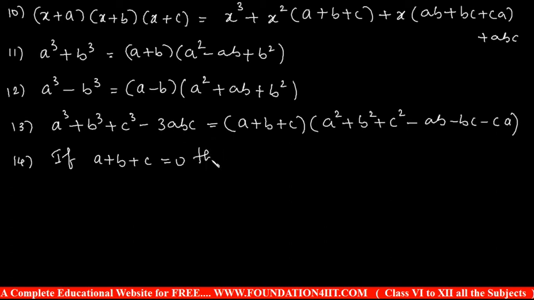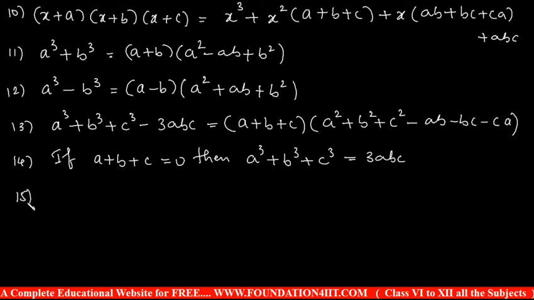Then a cube plus b cube plus c cube is equal to 3abc, or minus 3abc if we take it to the other side. In case this is 0, from the 13th formula onwards only, we made this 14th.